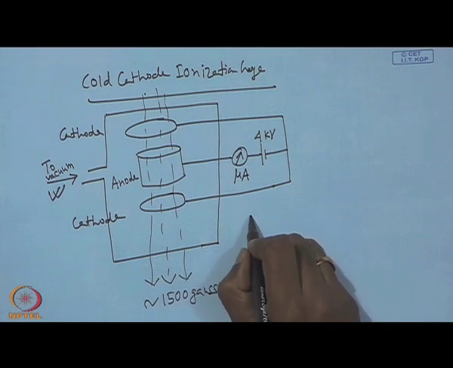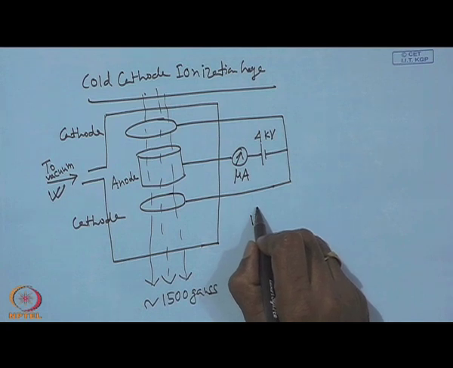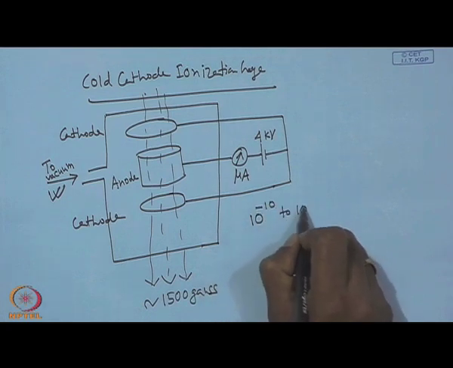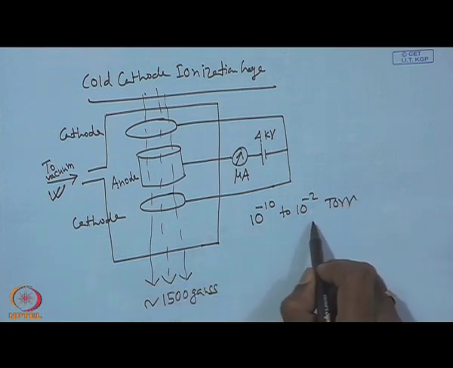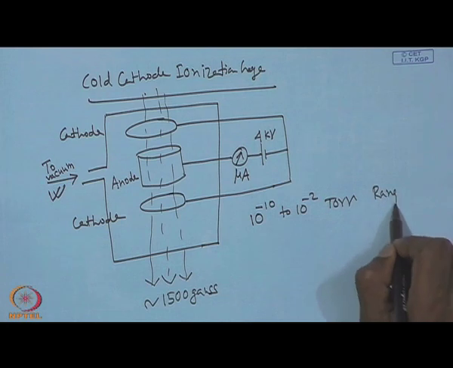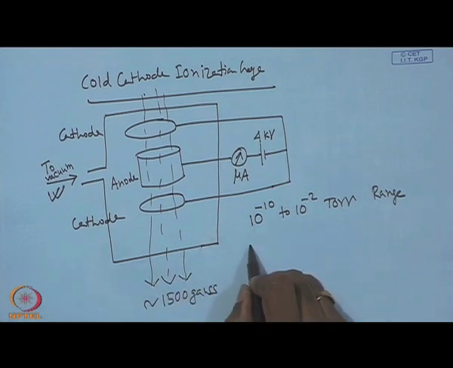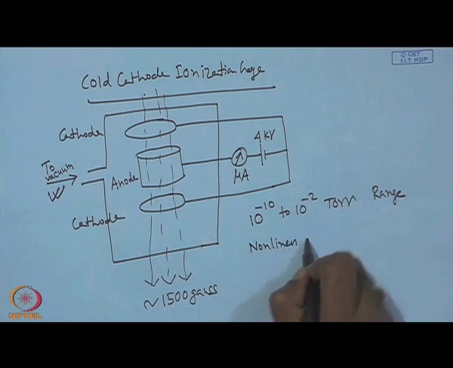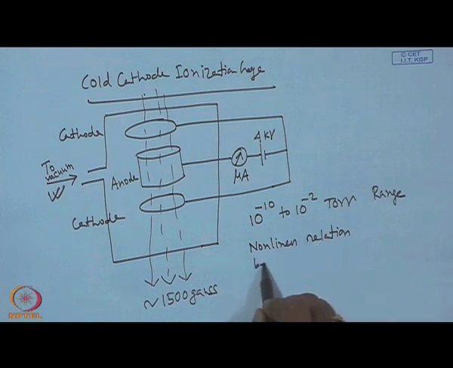The cold cathode measures a pressure between 10 to the power minus 10 to 10 to the power minus 2 torr. So, this is the normal range of cold cathode ionization gauge. However, we have a nonlinear relation between meter reading and the pressure.